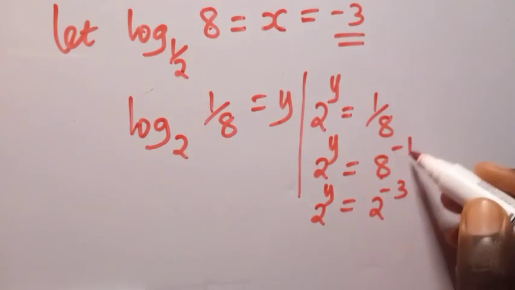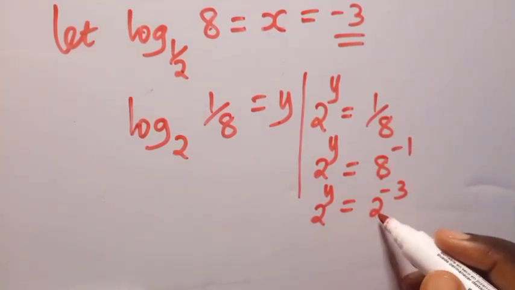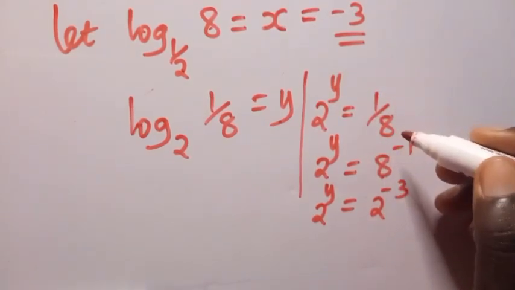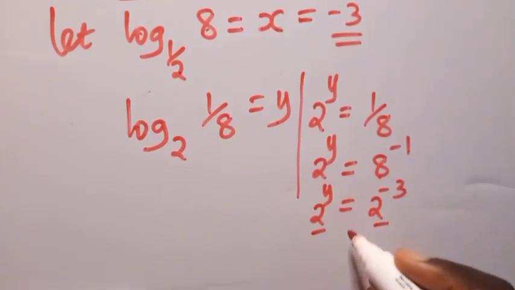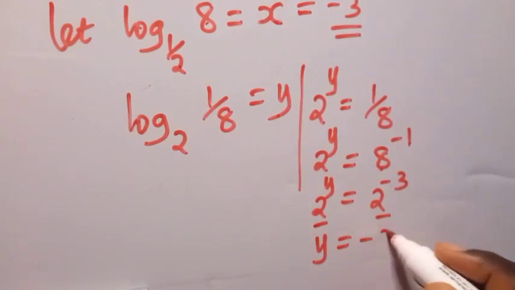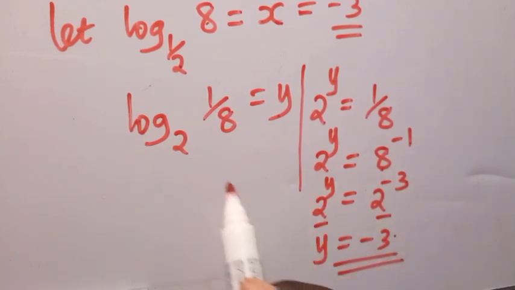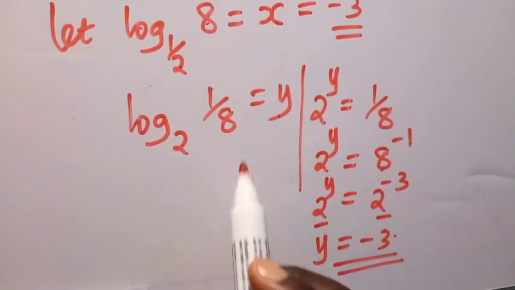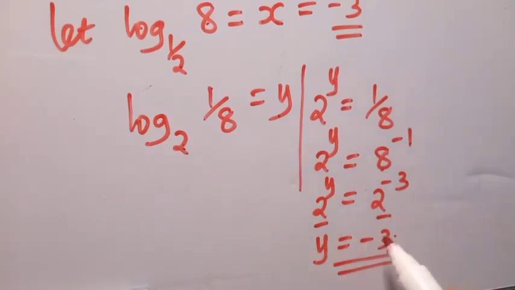Then there is this power, which is negative 1, so we shall multiply the powers. And therefore, 2 raised to negative 3 is just the same as 1 over 8. I have not changed anything. Since the bases are the same and there is an equal sign in between, that means the value of y is negative 3. And since we had let the logarithm of 1 over 8 to base 2 be y, that means the logarithm of 1 over 8 to base 2 is negative 3.